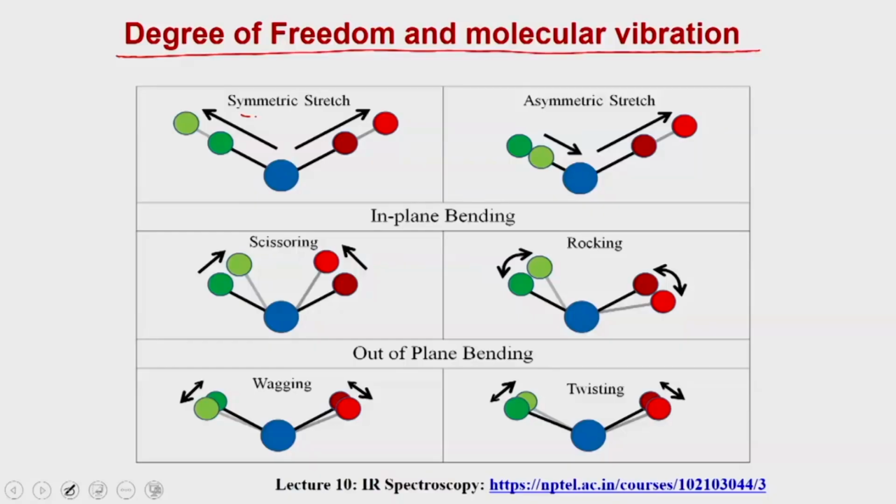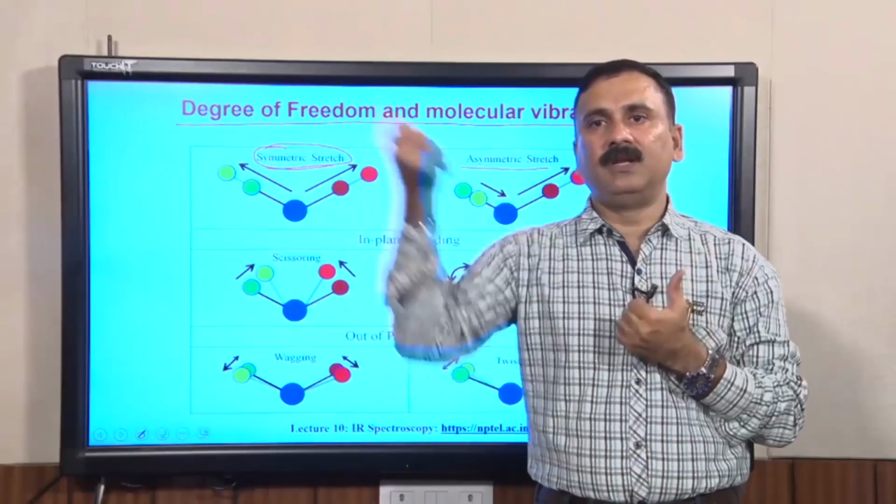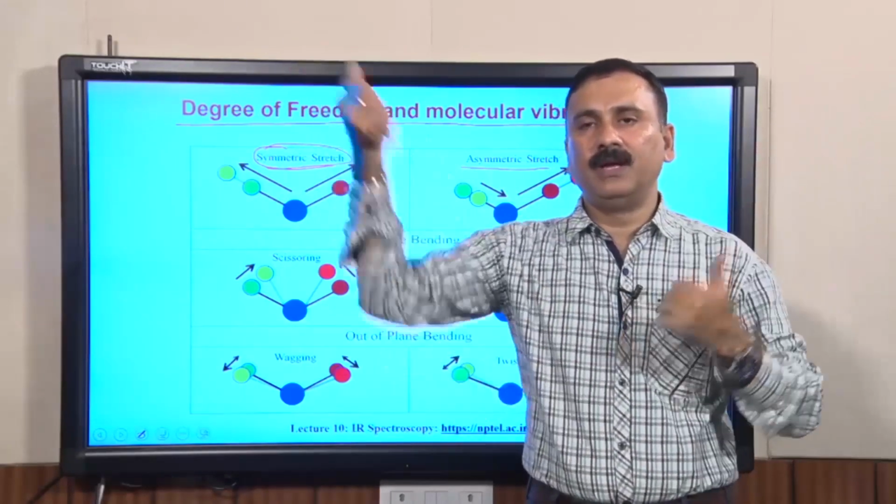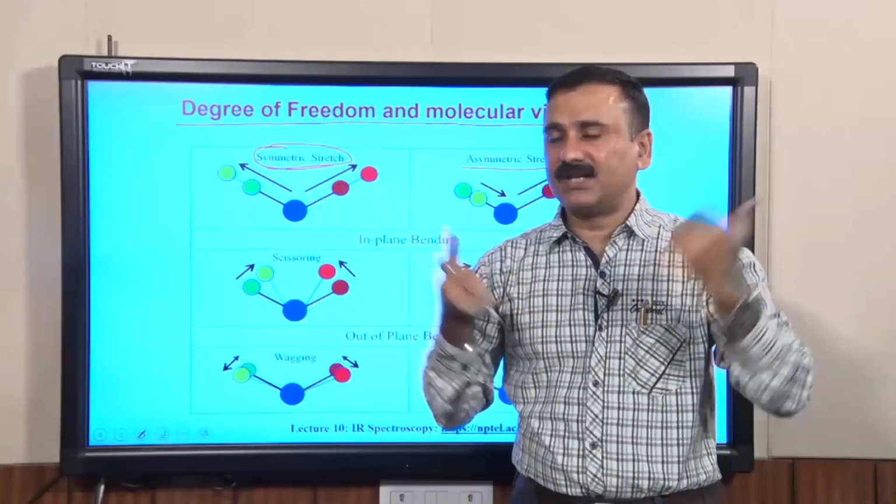So, you can have stretching, which can be symmetrical stretching, which means the 2 atoms move away from the central atom at the same rate, like this. If it is asymmetrical stretching, one will be approaching while the other one is going, then the reverse. So, that will be asymmetrical stretching.